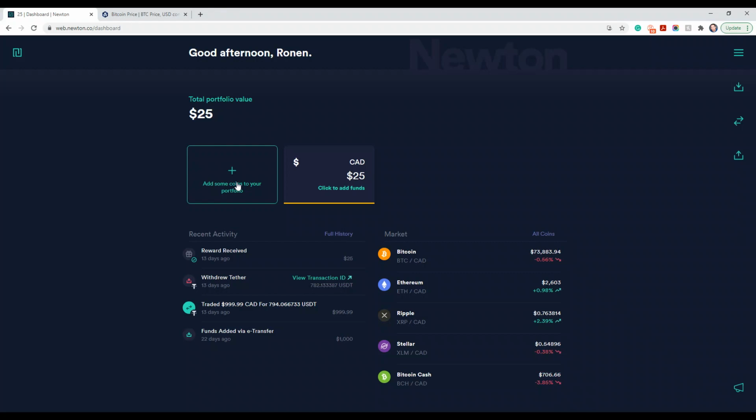This would be the dashboard. Look, I have $25. What can I do with it? Alright, let's see. So you have a portfolio here. Once you add the coins, which we've done in a previous video, I'll link that below, you can purchase coins. So let's see what kind of coins Newton has to offer. So in the dashboard, you can see market here.